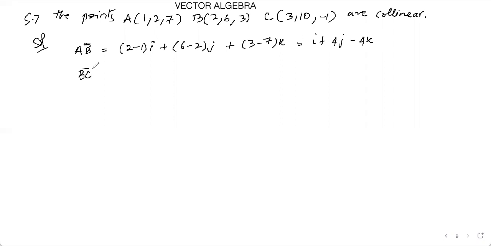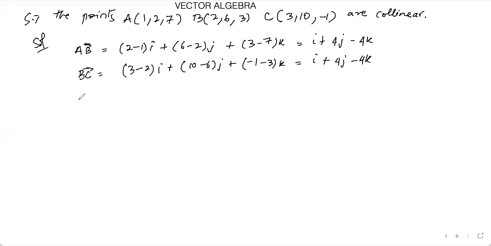Now let us find BC. Again, position vector of C minus position vector of B, which is 3 minus 2 into i plus 10 minus 6 into j plus minus 1 minus 3 into k, which is equal to i plus 4j minus 4k.